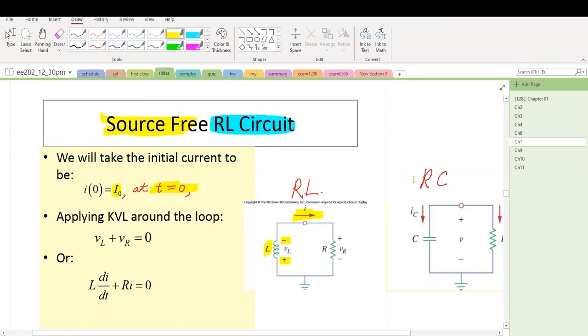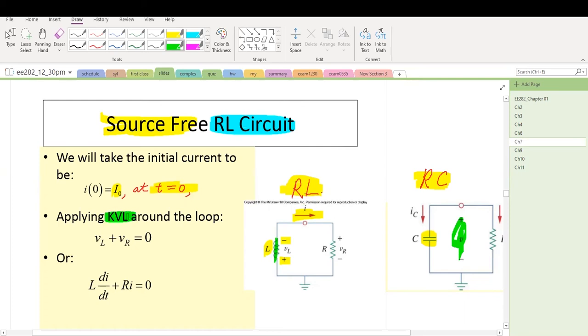If we compare the source-free RC circuit and source-free RL circuit, we can see they are very similar. The only difference is the device. So this is a capacitor and this is the inductor. Remember that in RC circuit, we look at the transit of the voltage along the capacitor. For RL circuit, we look at the transit of the current flow through the inductor.